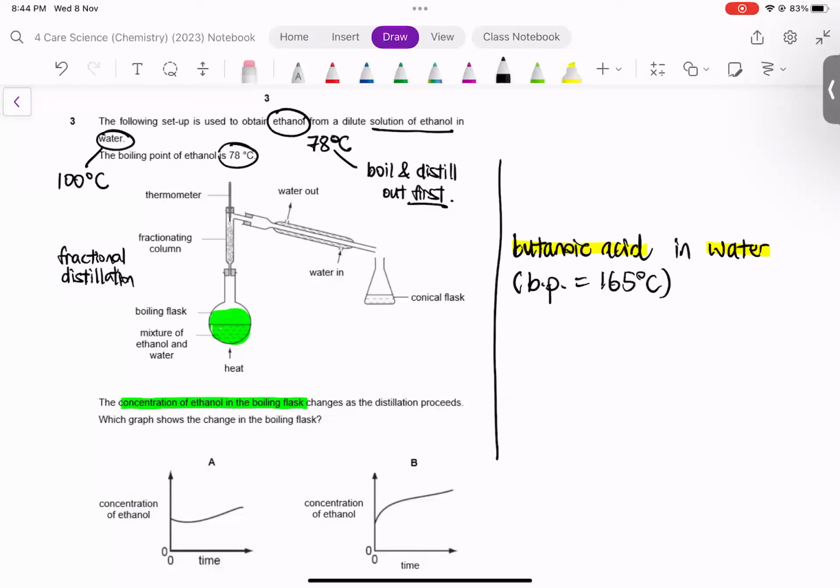If you look at the boiling points, I think it's immediately obvious to you. Water at a boiling point of 100 degrees Celsius will distill out first. Because now, water as compared to butanoic acid has a lower boiling point. So, water will distill out first.